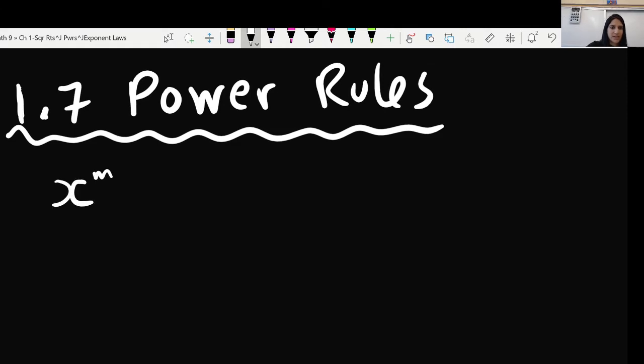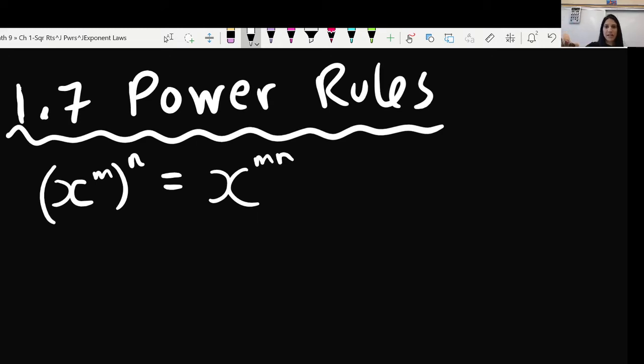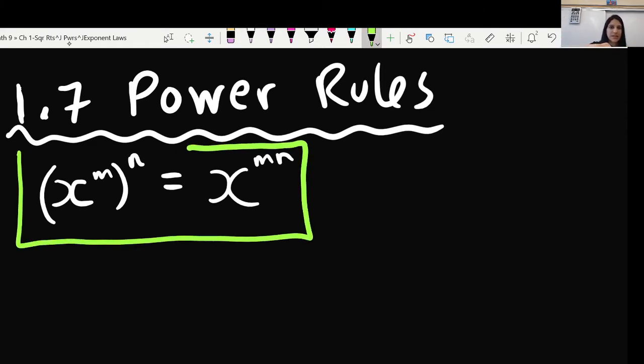If we have x to the power of m, and the whole thing is to the power of n, then we can simply take the exponents and just multiply them together. So it would be x to the mn. So I'm going to put this in a box because this is an important one, and this is something that you will have to know or memorize. That will help to make things a little bit easier for you.